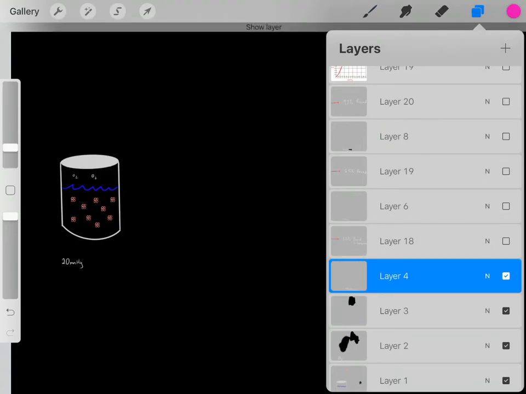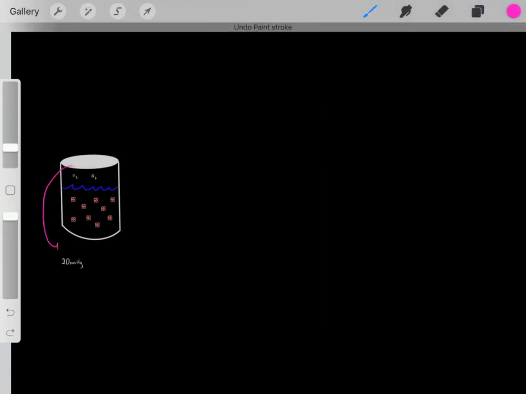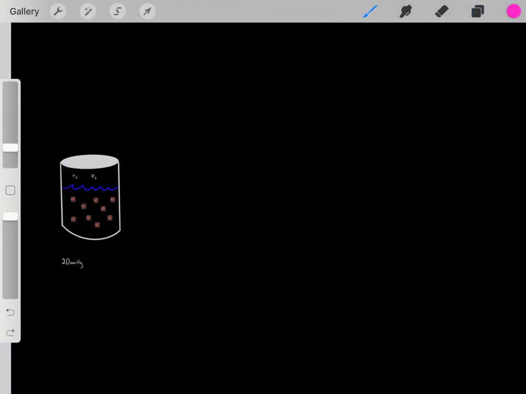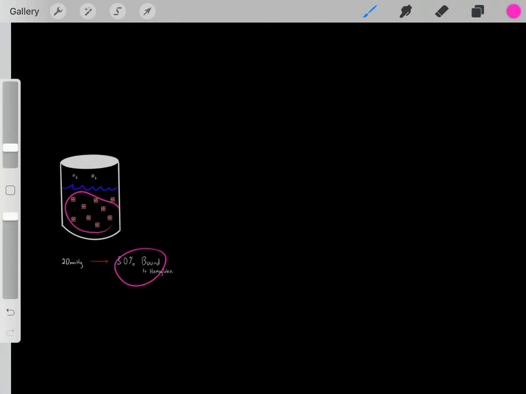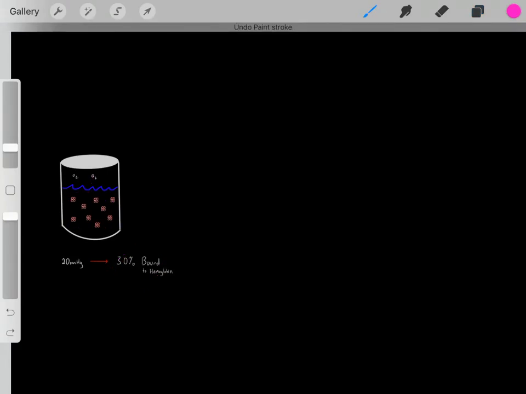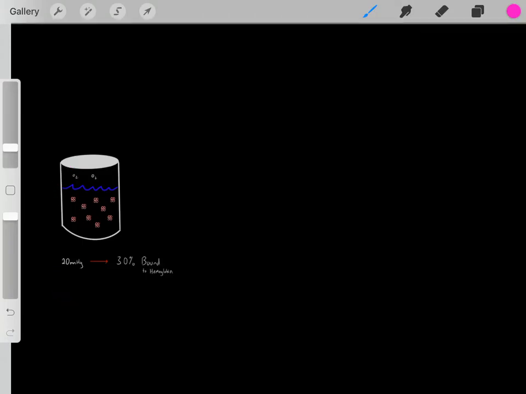So for example, let's say we have a partial pressure of oxygen of 20 millimeters of mercury. What's going to happen? We know that oxygen is going to dissolve in the aqueous solution, and then it's going to bind hemoglobin molecules. So maybe at this particular partial pressure of oxygen, maybe 30% of the hemoglobin is bound to oxygen. However, now let's say we increase the partial pressure of oxygen.